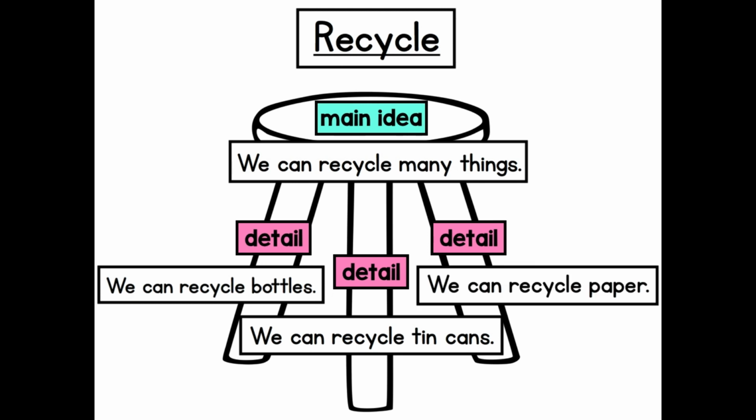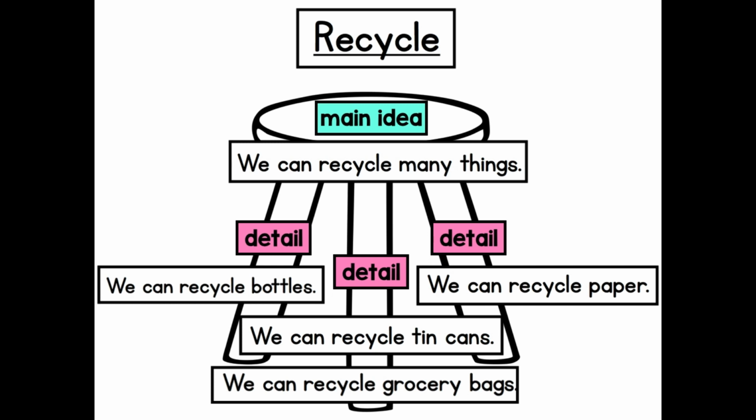And we can recycle paper. And this text even had 4 details. We can recycle grocery bags. Look at all those details. So because I know that we can recycle bottles and tin cans and grocery bags and paper, now I can see that that main idea is true and I can understand that we can recycle many things.